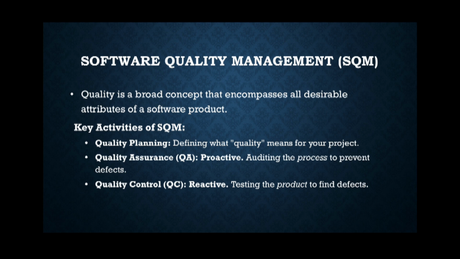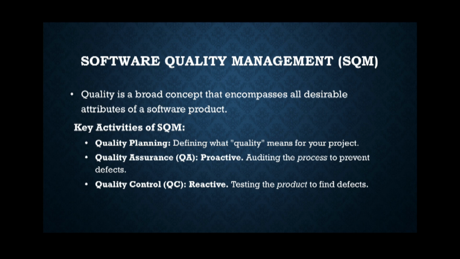Next, quality assurance. This is the proactive process. Think of QA as preventing bugs. It's all about making sure your development process is robust enough to avoid introducing defects in the first place. This includes things like establishing coding standards, conducting design reviews, and using formal methods. QA is a check on the process itself. The goal is to build quality in from the start.